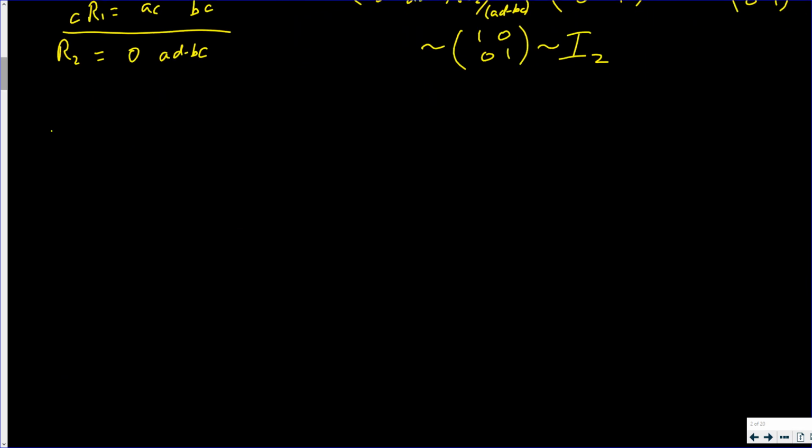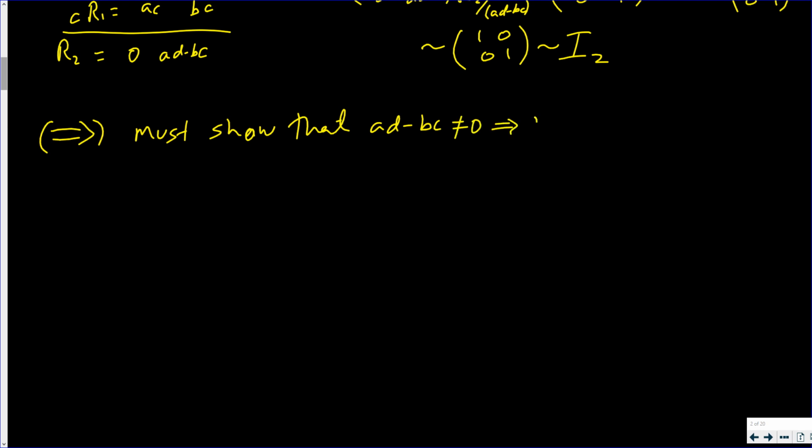Now we need to go in the other direction. We must show that AD minus BC not equal to 0 implies that A is row equivalent to I2. Now we know that A is equal to AB, CD.